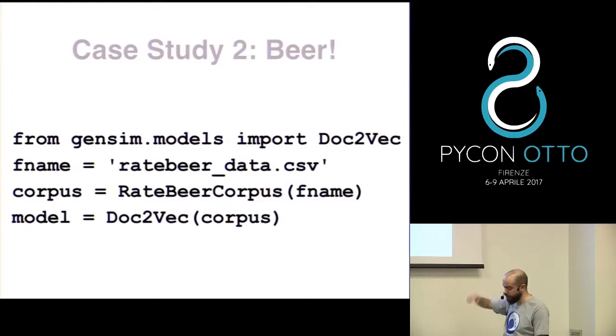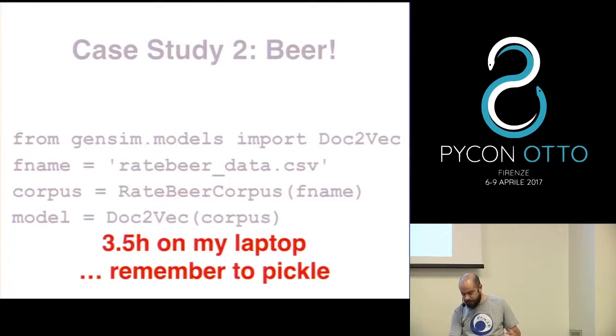About 1 gigabyte of data, there's a bit of pre-processing, and then the training takes a bit of time. So on my laptop, it was a bit more than 3 hours. So the suggestion is remember to persist your model so you don't need to retrain every time. Don't close your Jupyter notebook without saving the model. Now we have document vectors with doc2vec, okay?